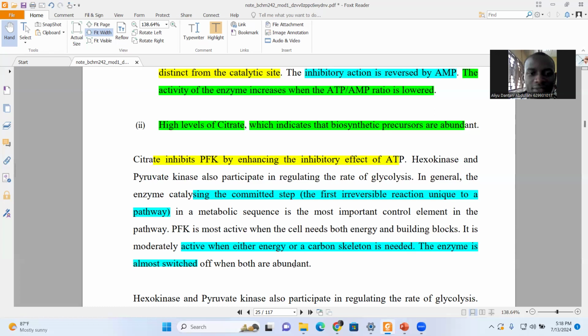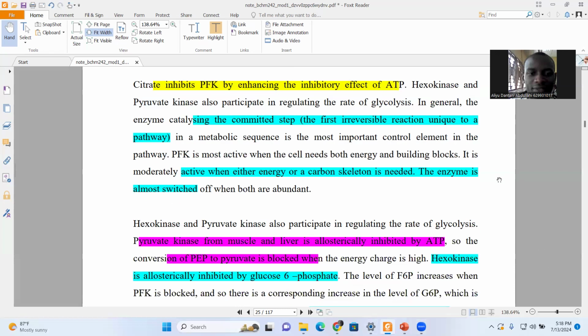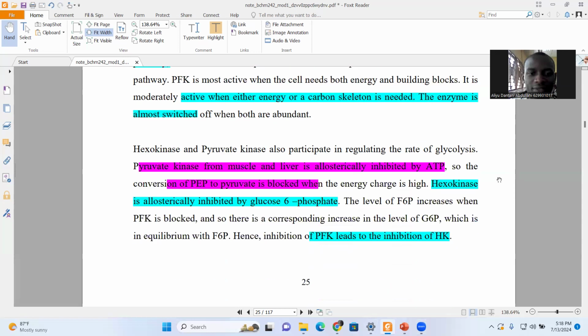Or when there's energy, depending on the level of energy present, it can be moderately active. And then when the cell is energy rich, there's no need for PFK to be active. So it should be switched off. So I think the statement is self-explanatory. All right.